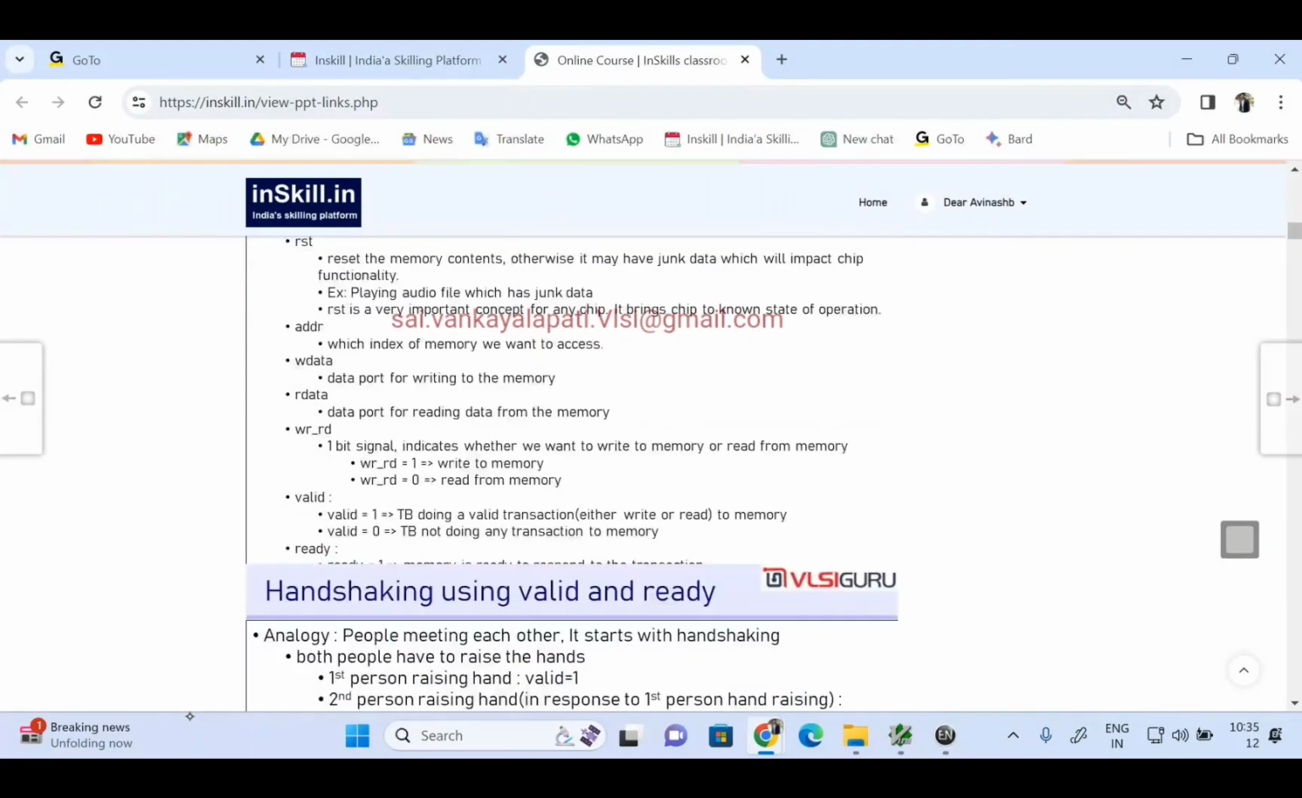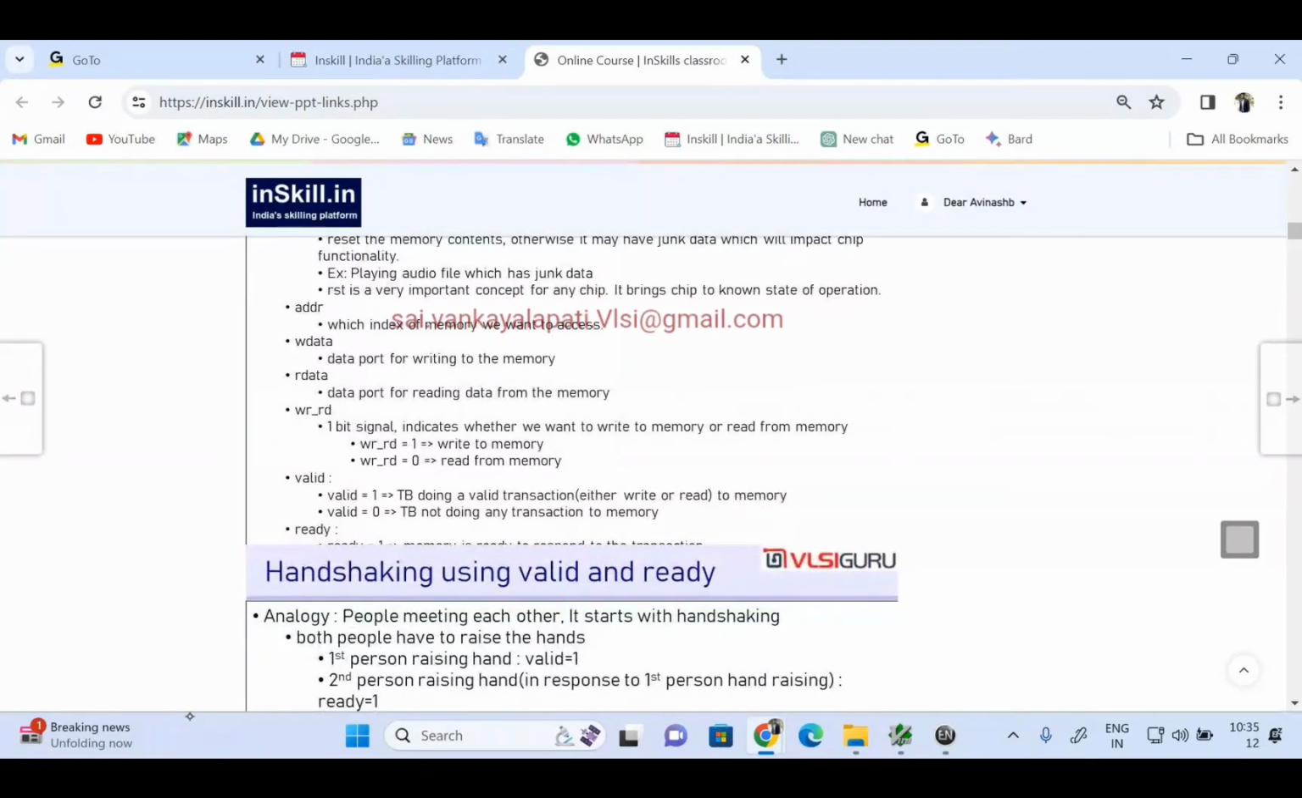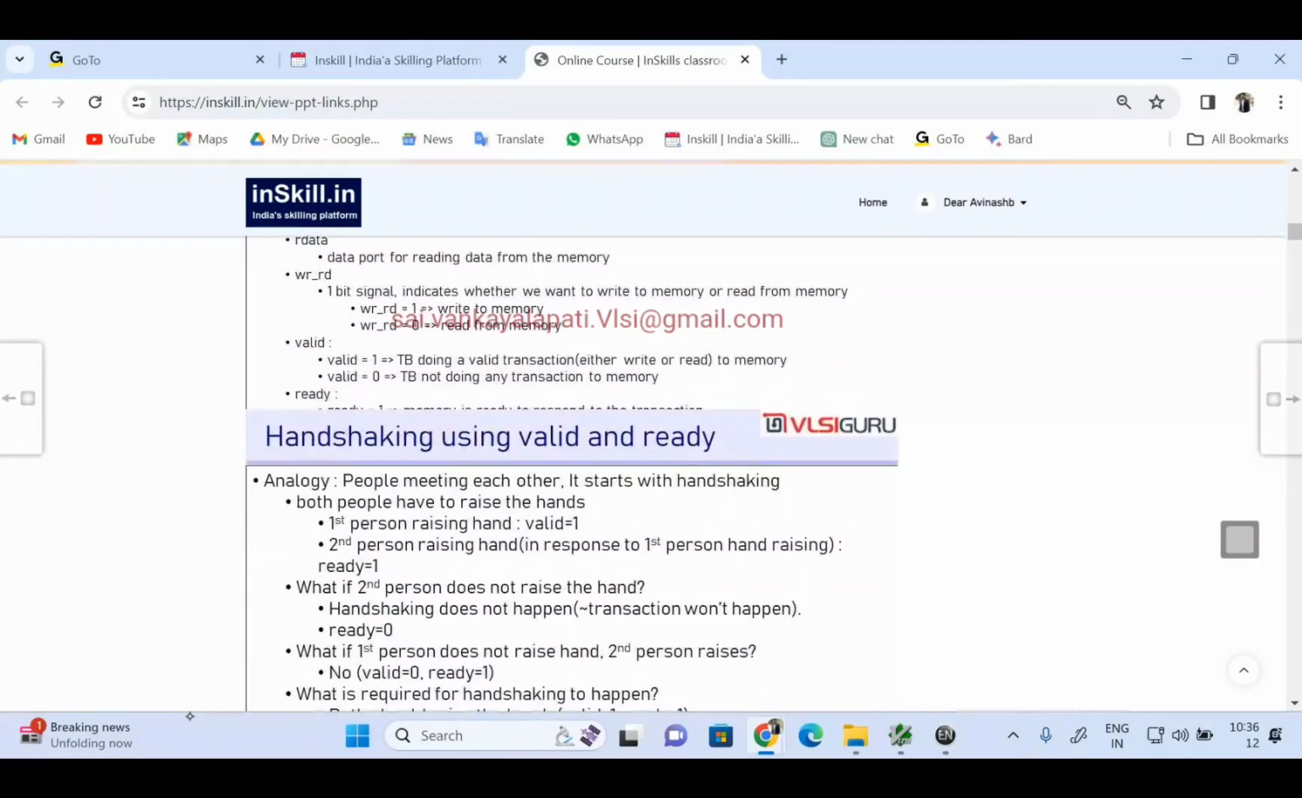What about valid? If valid is equal to 1, in the test bench we are saying we are doing a valid transaction, either write or read to the memory. If valid is equal to 0, the test bench does not do any transaction. Transaction means information exchange. A transaction happens only when both request and acknowledgement match. If either does not match, we are not making the handshake and the transaction will not happen. Similarly for ready: if ready is equal to 1, transaction; if ready is equal to 0, no transaction. This is how we do handshaking using valid and ready. Now let us go into detail about this.